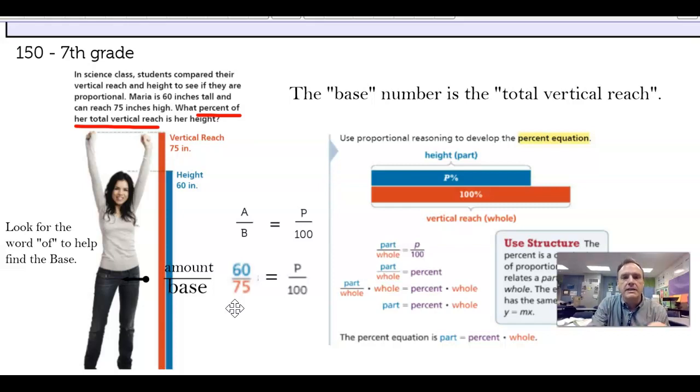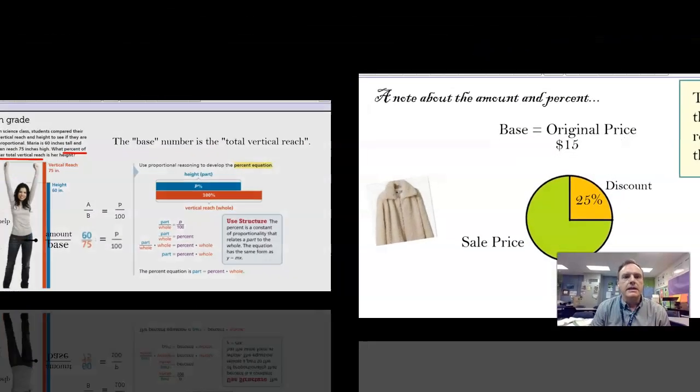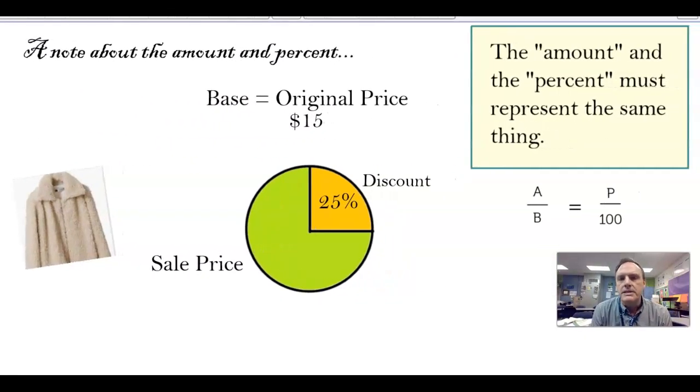So finding the base, by looking at that question, we can see percent of whatever comes next. That's our base right there. Let's take a look at amount and percent. I've got a few notes here about those. Specifically, that the amount and the percent are related to each other. They must represent the same thing. Here's what I mean by that. Let's take a look at this example.